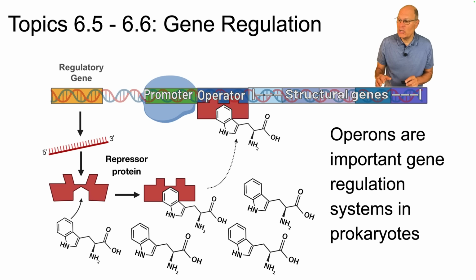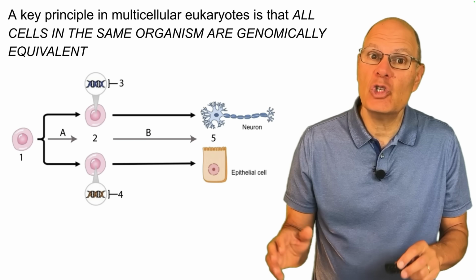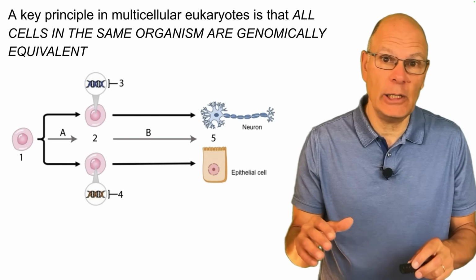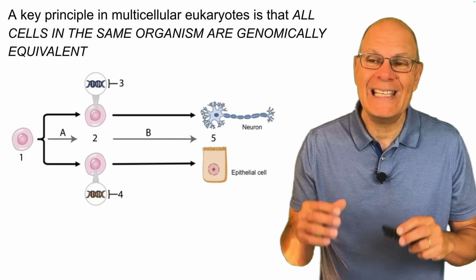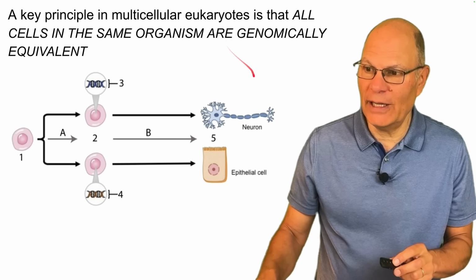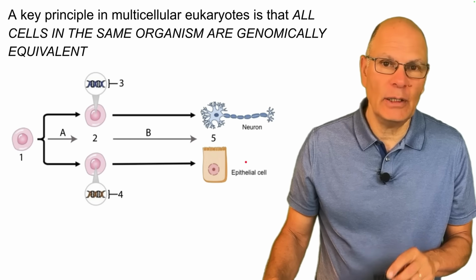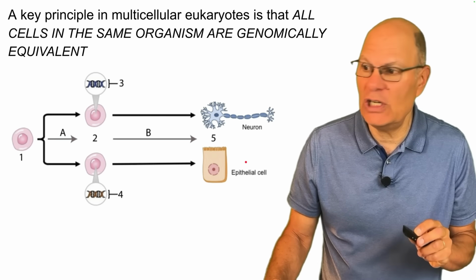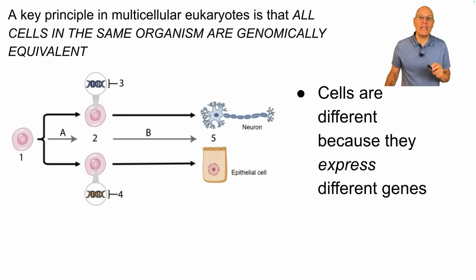Operons are important gene regulation systems in prokaryotes. Eukaryotes don't use operons. A key principle in multicellular eukaryotes like you and me is that all cells in the same organism are genomically equivalent. This neuron, this epithelial cell, they're quite different phenotypically, but they have the same genes. They're different because they express different genes.